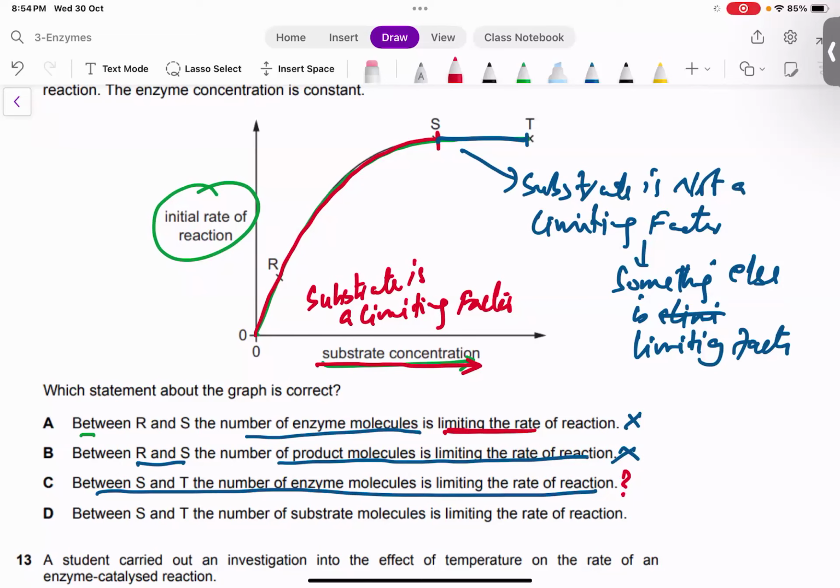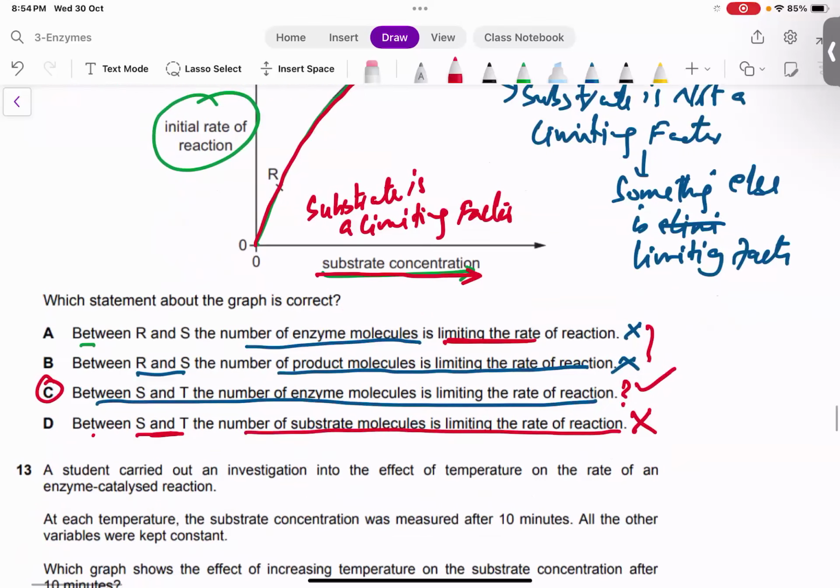Okay, so I should go through D as well and find the correct reason why we are rejecting the other choices. Between S and T, the number of substrate molecules is limiting the rate of enzyme action. So substrate is a limiting factor from R to S, but not from S to T. So these three are not the correct choices, so C is a correct choice. So that's how we can go through a selection and rejection of the choices, and we can find the correct choice.